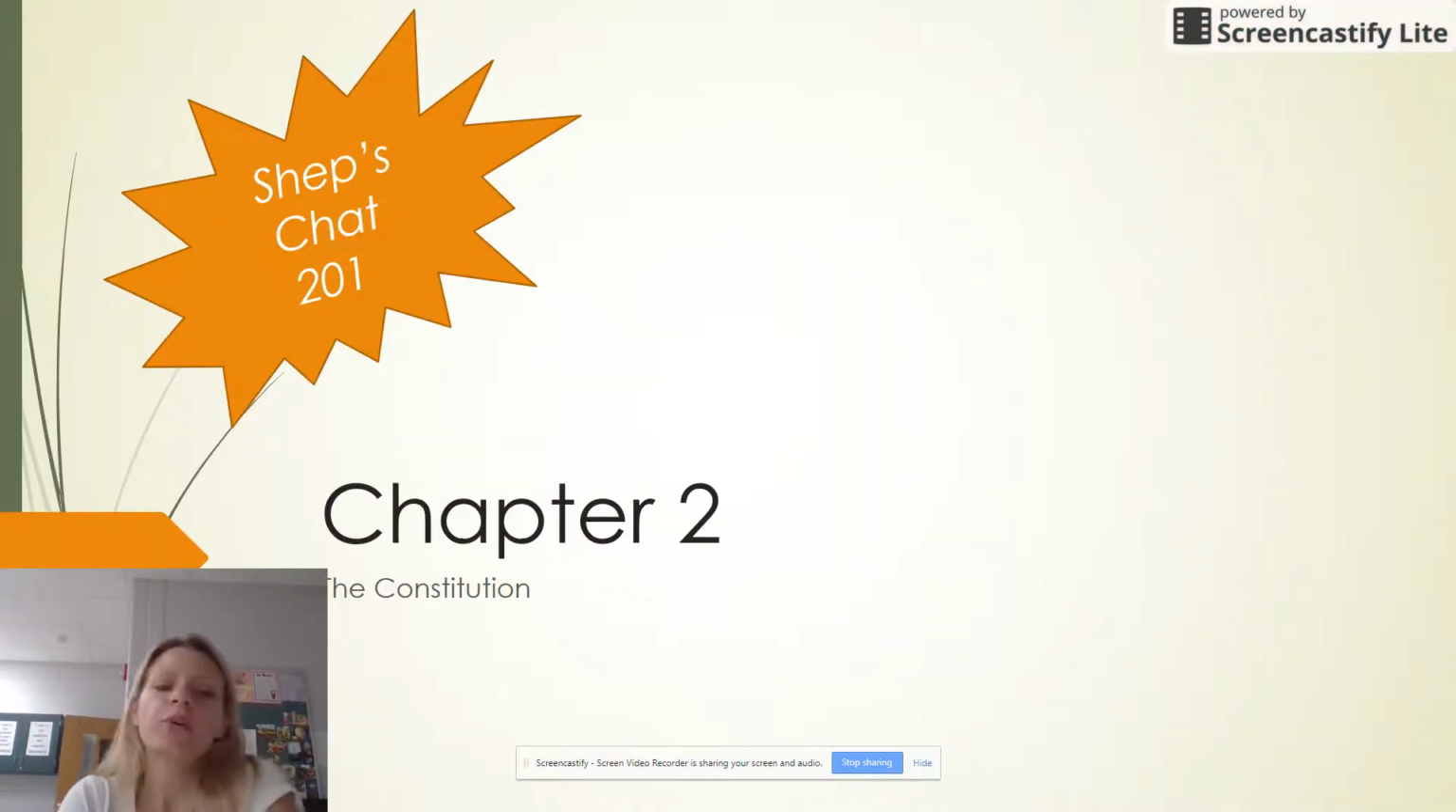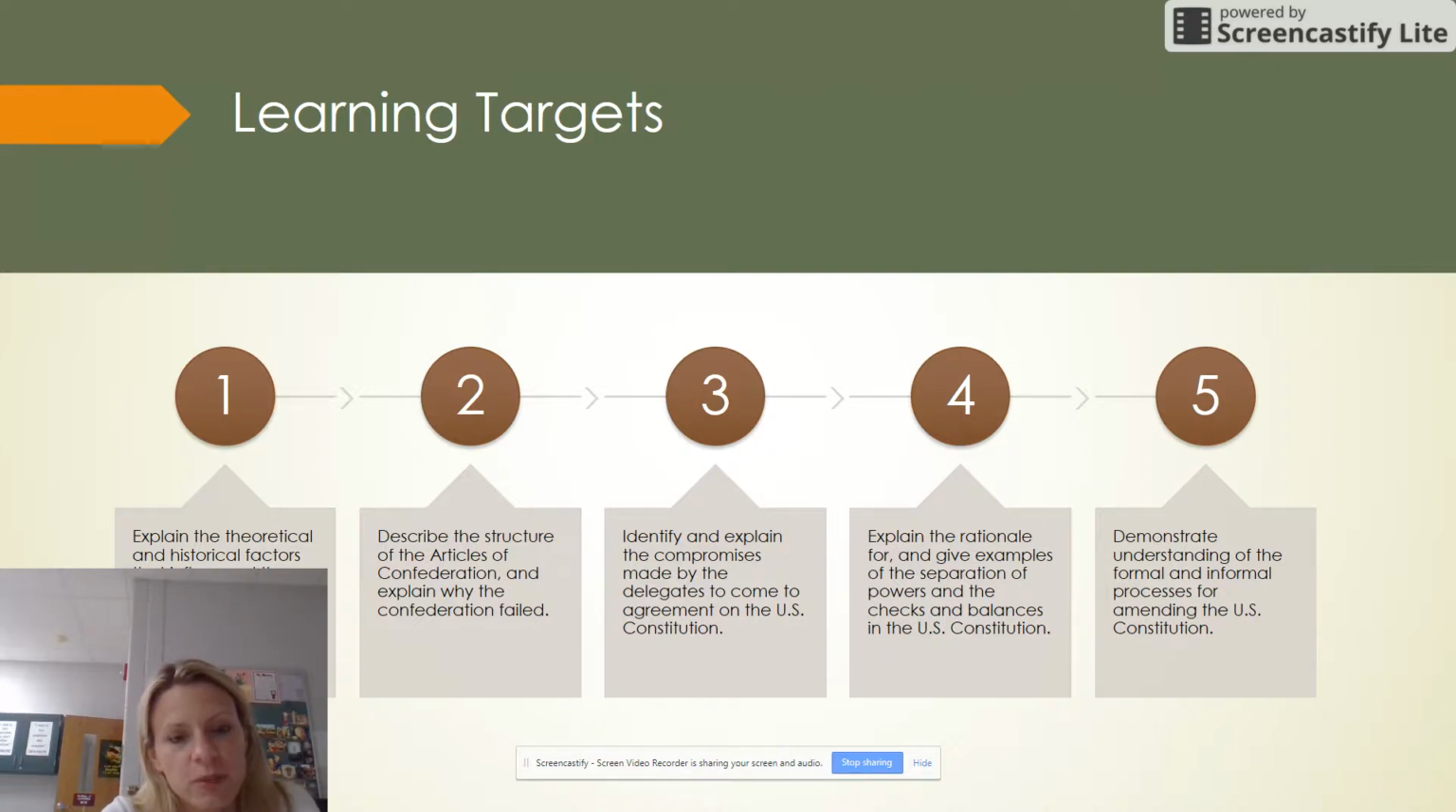This is Chapter 2, which focuses on the Constitution and kind of the road to how we get our new Constitution. The learning targets for Chapter 2 are as follows. There are 5 of them. You're going to explain the theoretical and historical factors that influence the writers of the U.S. Constitution. You should already know a couple of those from our last chapter. You can think about Hobbes and Locke when it comes to that.